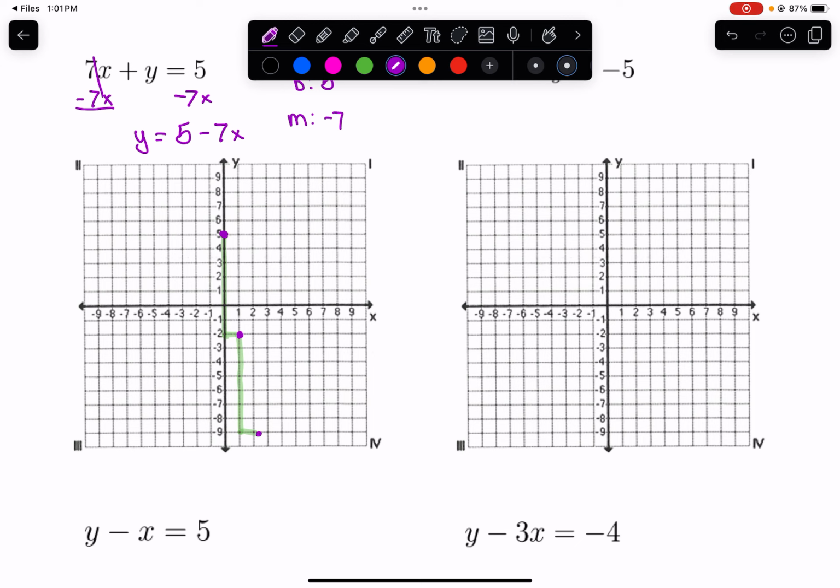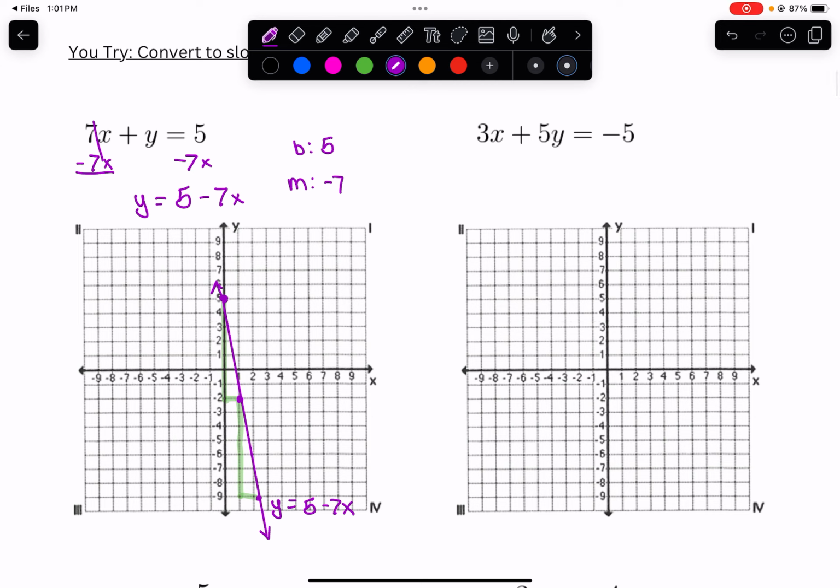Plot your points and connect. This is a very steep line because the slope is so large. And we label y is equal to 5 minus 7x. We continue and must solve for y. So now we have 5y is equal to -3x minus 5.